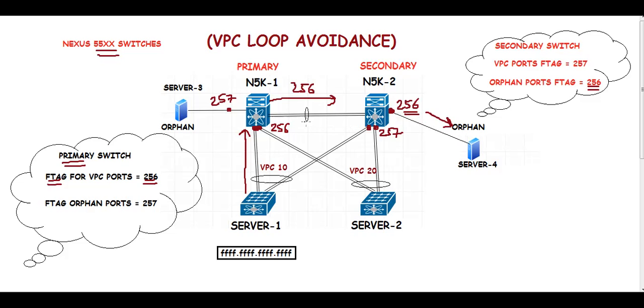So in that case, we don't have any looping situation. And that makes sense also, because N5K2 can assume that N5K1 is already connected to server 2, so it must have sent that broadcast to server 2 also on VPC 20. There is no point for N5K2 to send this broadcast to the VPC 10 member and the VPC 20 member. This is how the Nexus 5500 devices avoid loops in the VPC network.